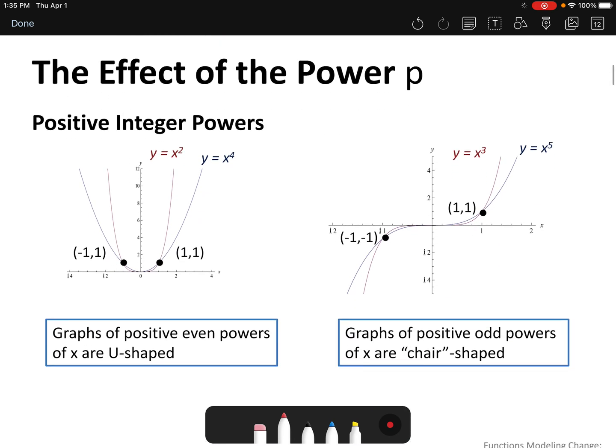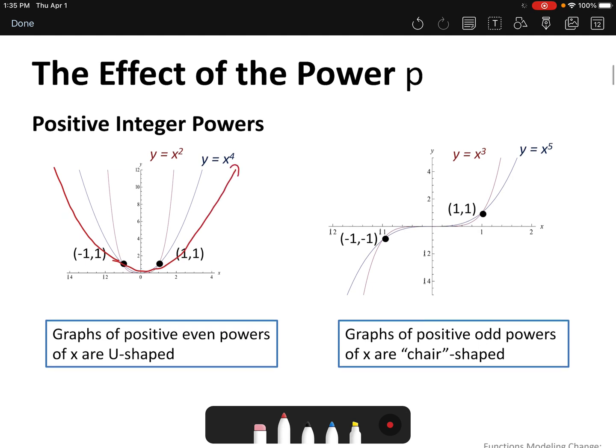Look at the positive even powers, x squared, x to the fourth. If we keep going, x to the sixth is going to look like this. X to the eighth is going to look like this. It just gets fatter and fatter, wider and wider. But they're all what we call U-shaped. And now they're not parabolas. They are just U-shaped. All positive even powers are U-shaped.